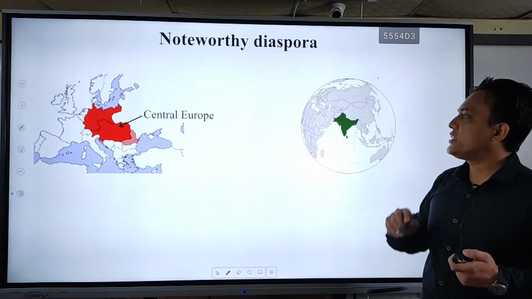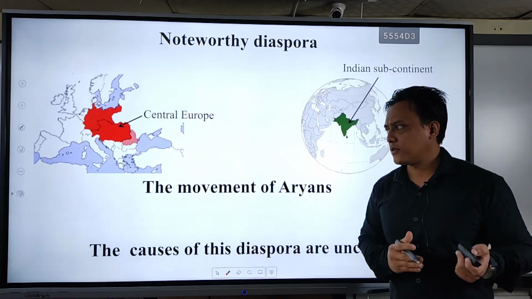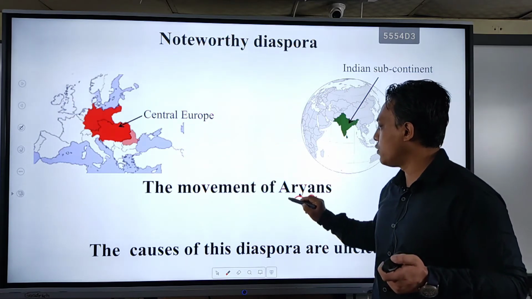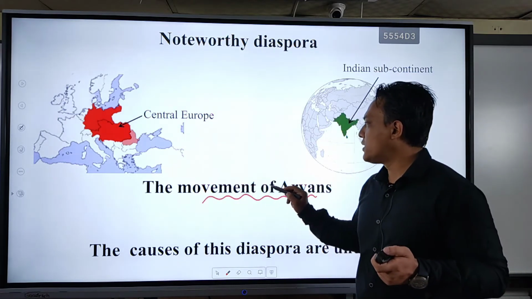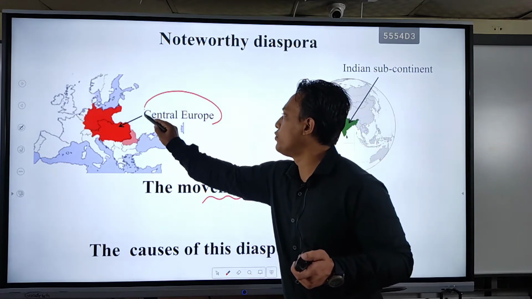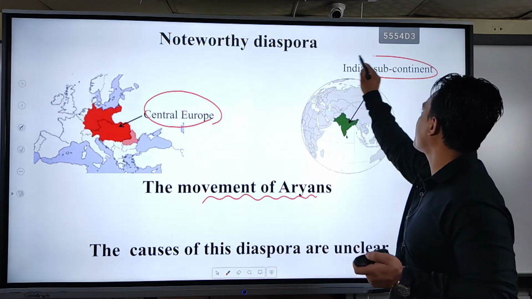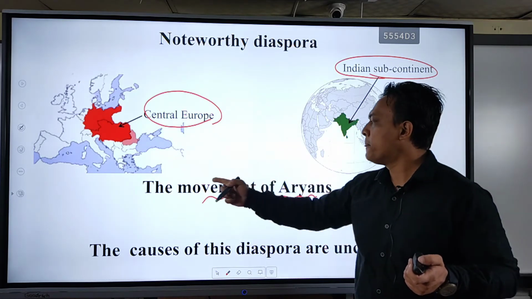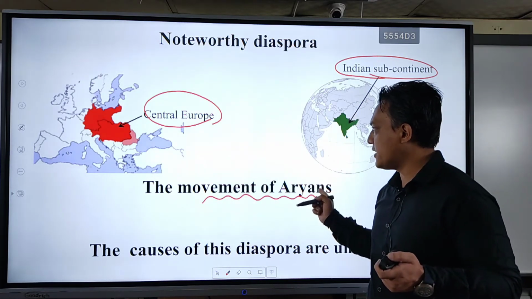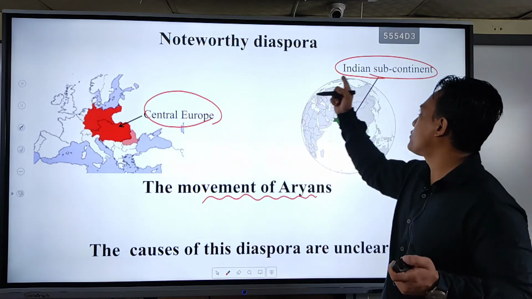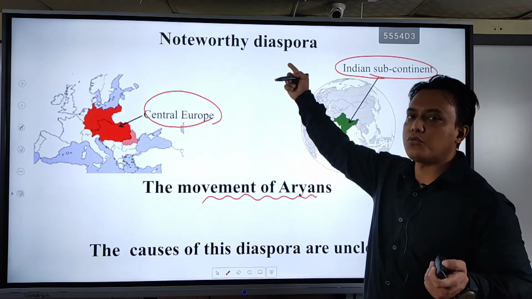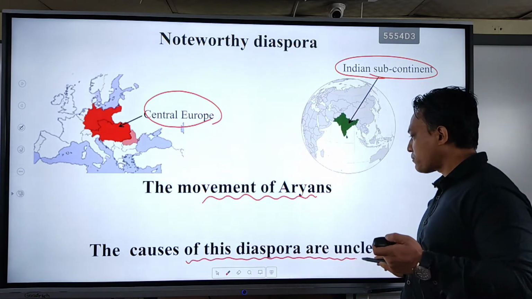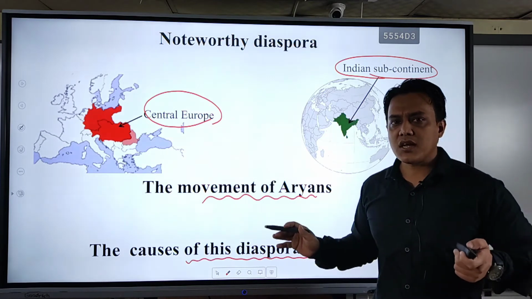Then noteworthy diaspora. What is the noteworthy diaspora? The passage says that the movement of Aryan is a noteworthy diaspora, and they moved from Central Europe to the Indian subcontinent. In one sentence, the movement of Aryan from Central Europe to the Indian subcontinent is the noteworthy diaspora, and the causes of this diaspora are unclear.